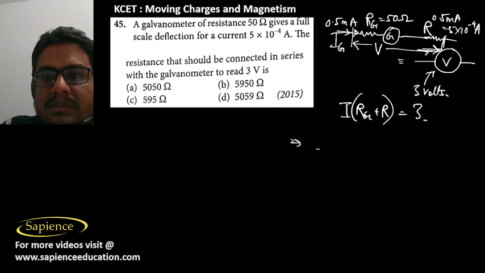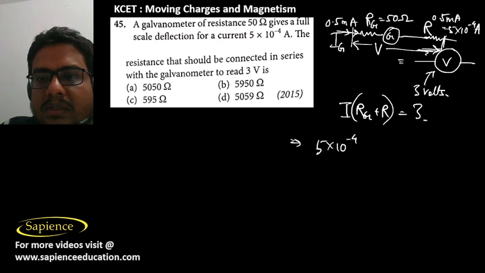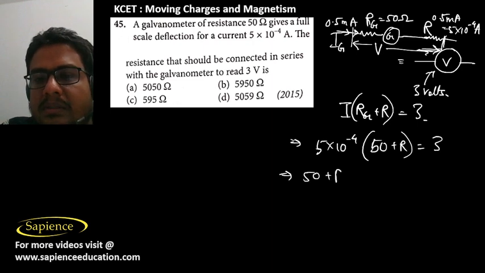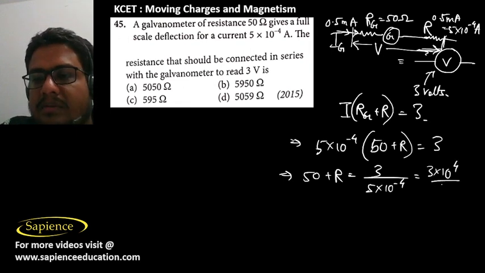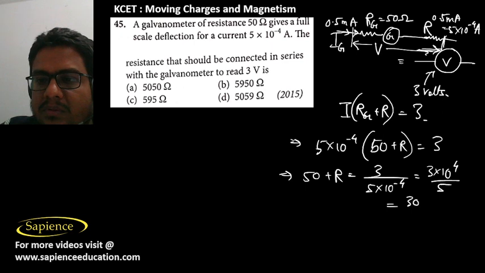So how much should this resistance R be? That is asked. So I is 0.5 milliampere, so 5 into 10 power minus 4 into Rg, which is 50, plus R, is equal to 3. So 50 plus R is equal to 3 by 5 into 10 power minus 4, which is 3 into 10 power 4 divided by 5, equal to 30 into 10 power 3 divided by 5.